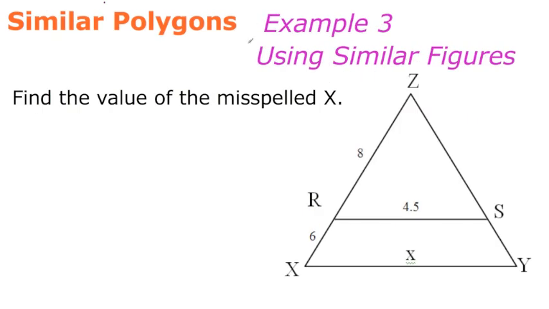In example 3, using similar figures, we are asked to find the value of x. That's this x down here. So that's what we're trying to find, the length of segment XY. This is a proportional reasoning problem because it's dealing with similar figures, and we have to find the length of segment XY. So I'm going to put that in the numerator here. And in the denominator, I'm going to put its corresponding side in the smaller triangle, so that would be side RS.